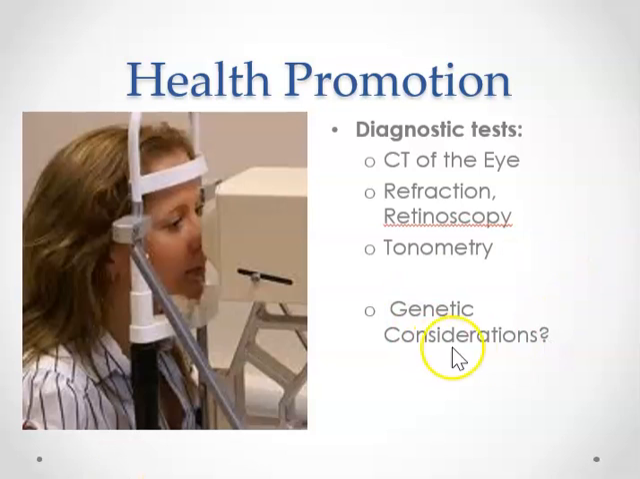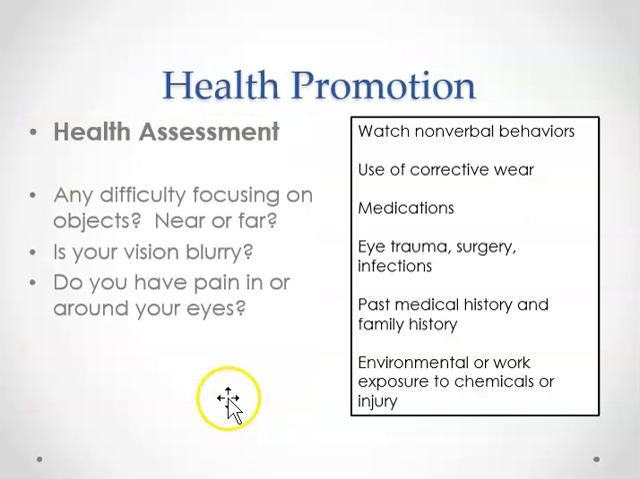Keep in mind, too, that there are some genetic conditions to be aware of. So ask about family history, such as glaucoma or blindness. When you're talking to your patients and asking them questions, ask them if they have any difficulty focusing on objects near or far. Is their vision blurry? Do they wear corrective lenses? Sometimes you're not always going to know this if they're wearing contacts. And do they have any pain in or around the eyes?